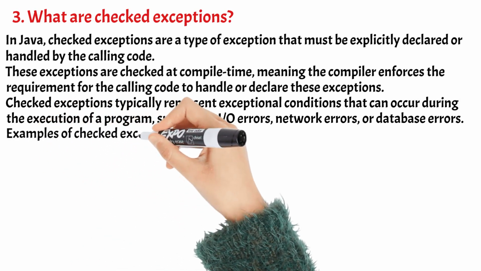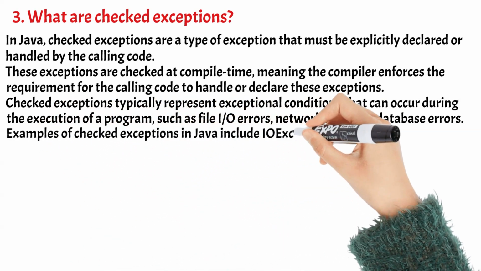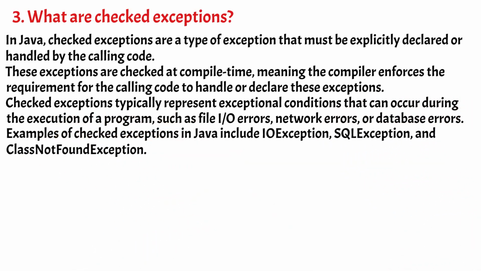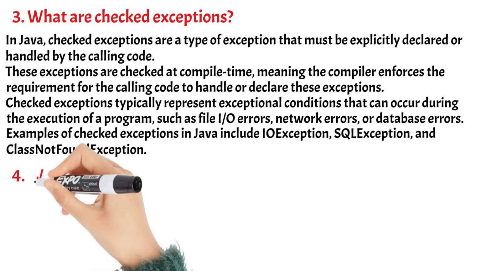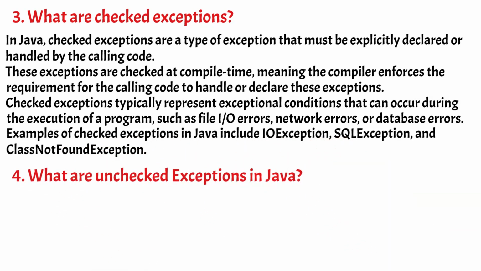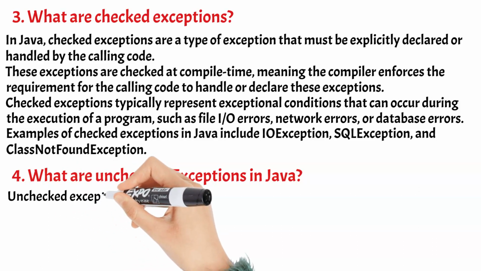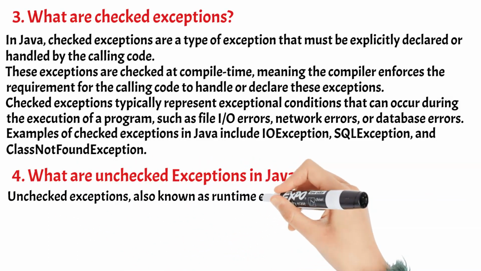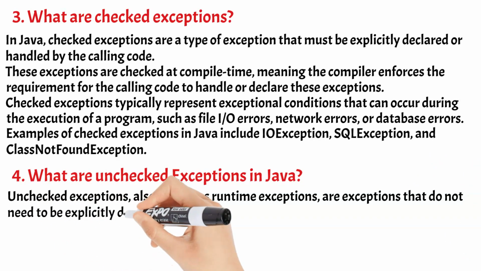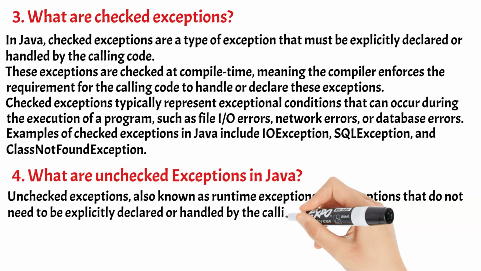Examples of checked exceptions in Java include IOException, SQLException, and ClassNotFoundException. 4. What are unchecked exceptions in Java? In Java, unchecked exceptions, also known as runtime exceptions, are exceptions that do not need to be explicitly declared or handled by the calling code.